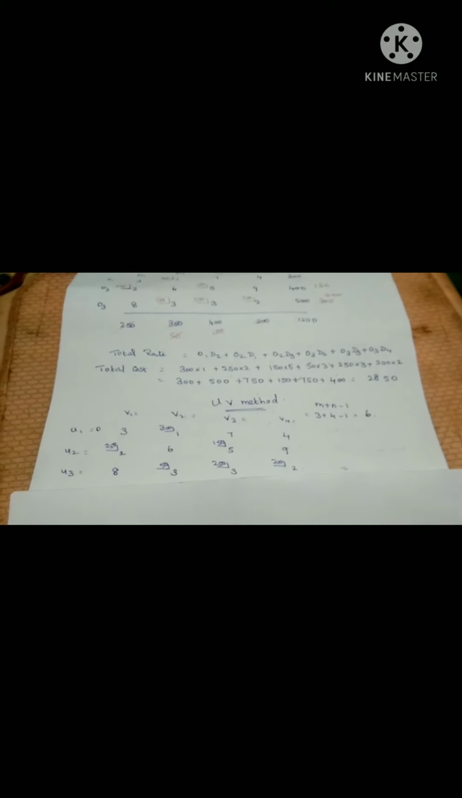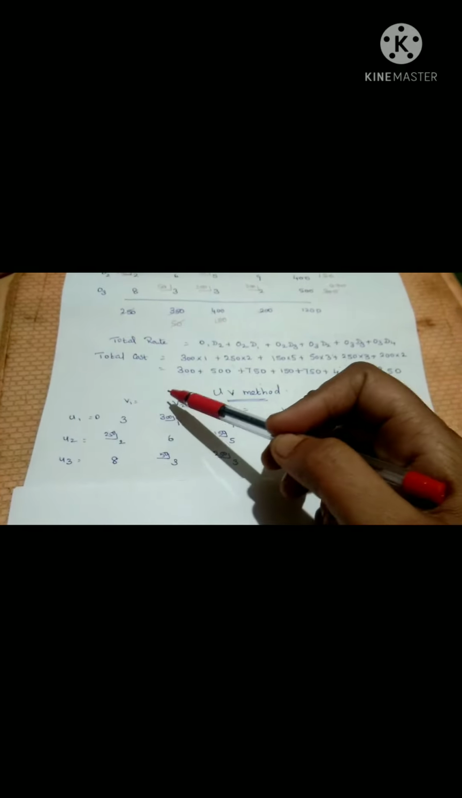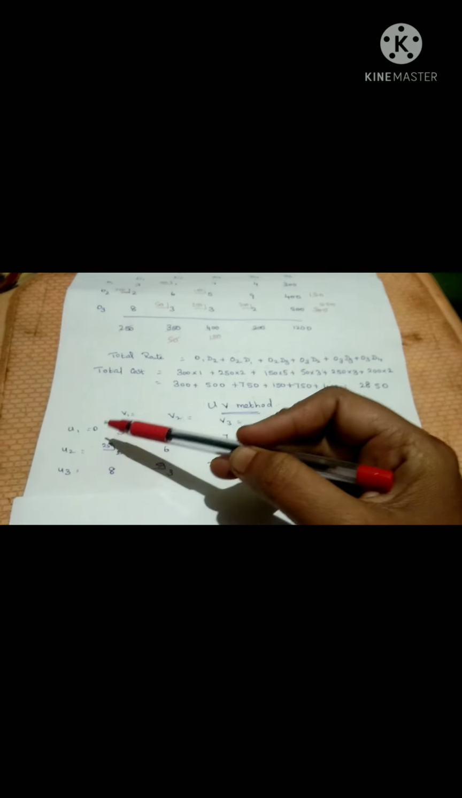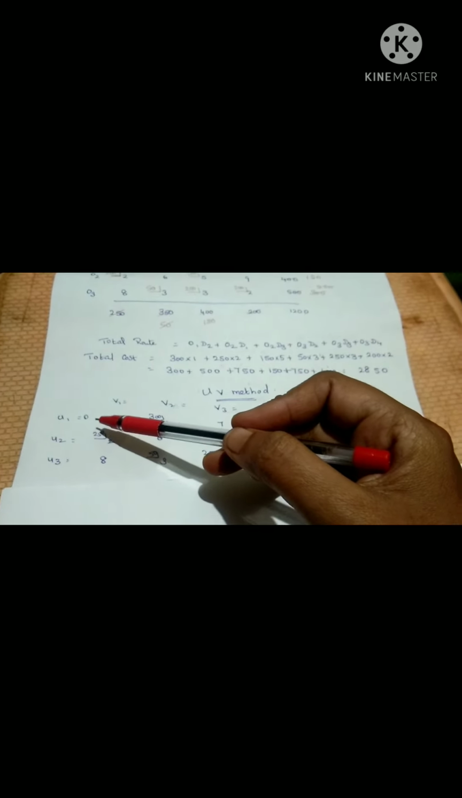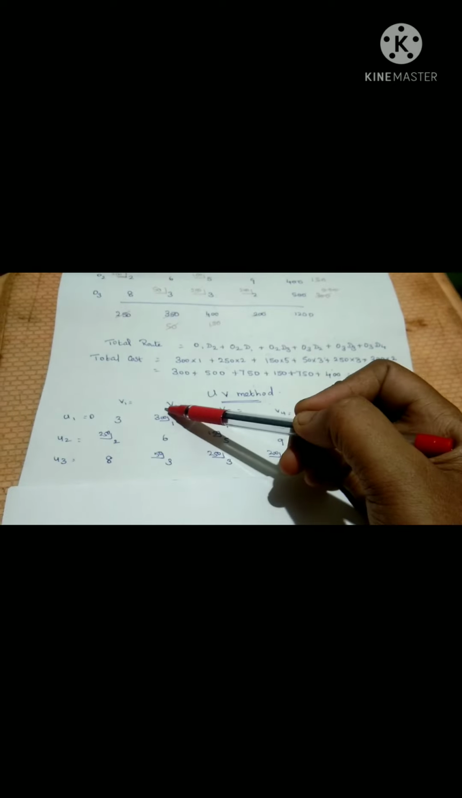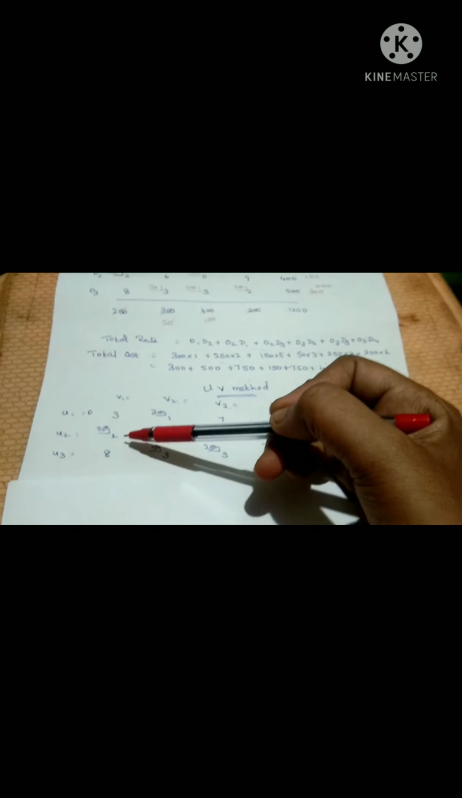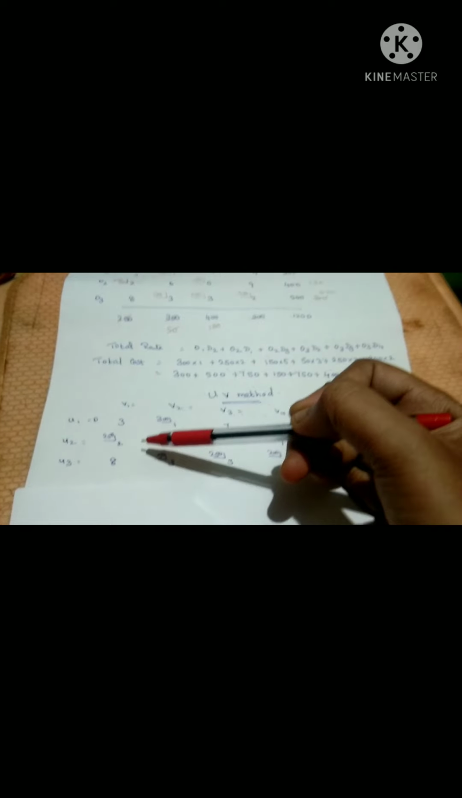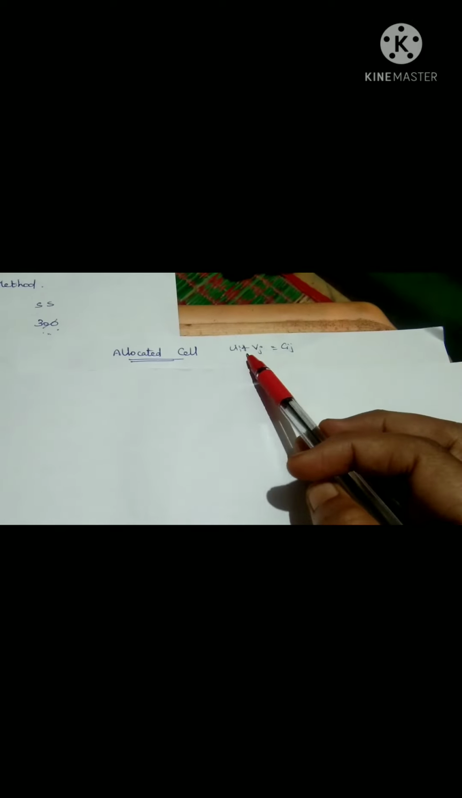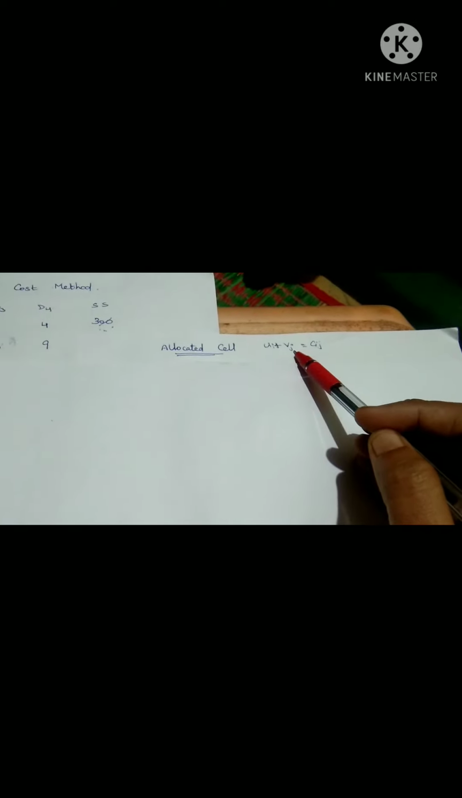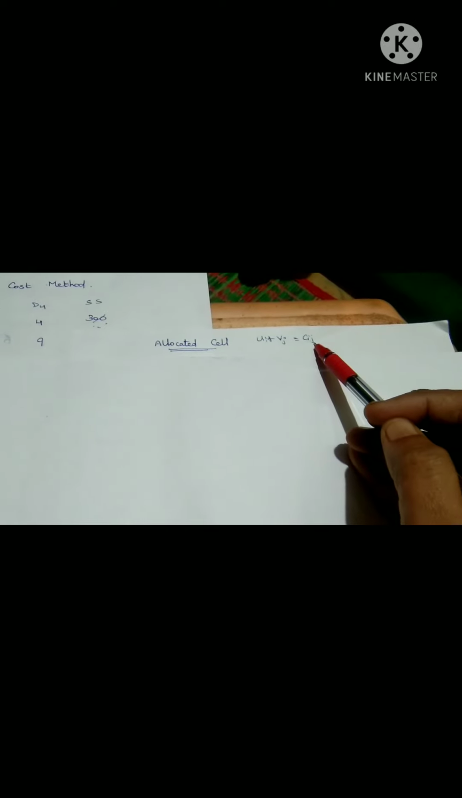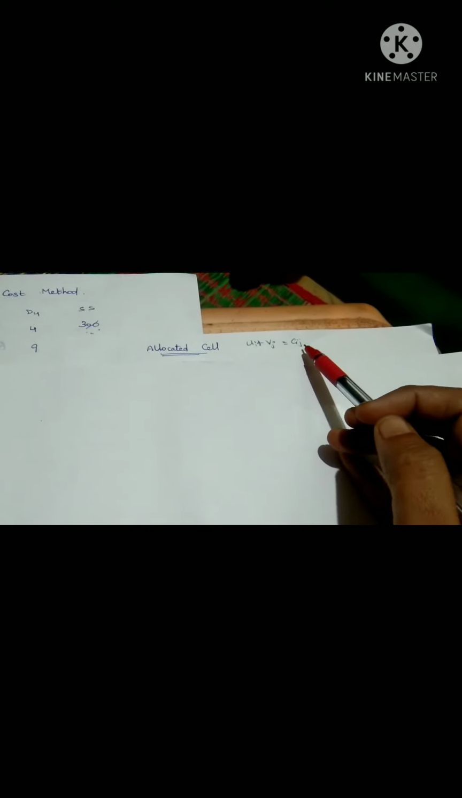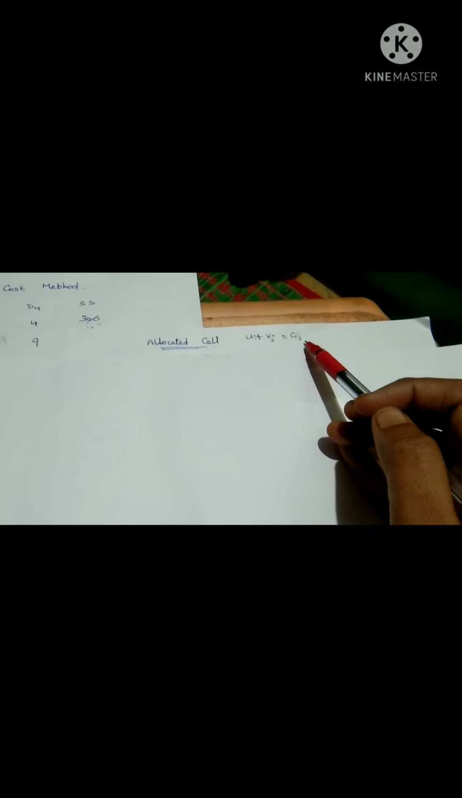The next thing is we need to find out the values of u1, u2, u3, v1, v2, v3 and v4. So how am I going to find out the values of u1 or v1? For that we need to select the allocated cells and apply the formula ui plus vj is equal to cij. Here ui stands for the rows, vj is columns, and cij is the value which is inside the cell.